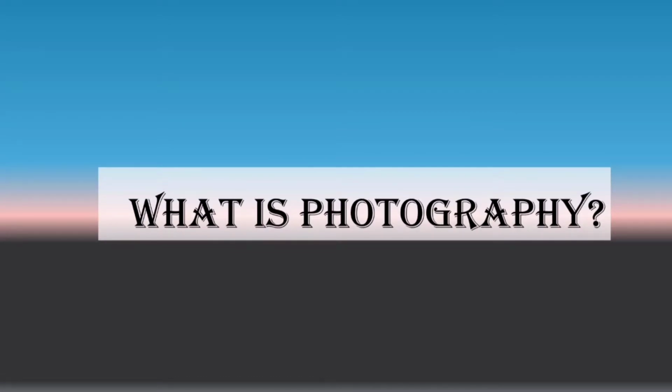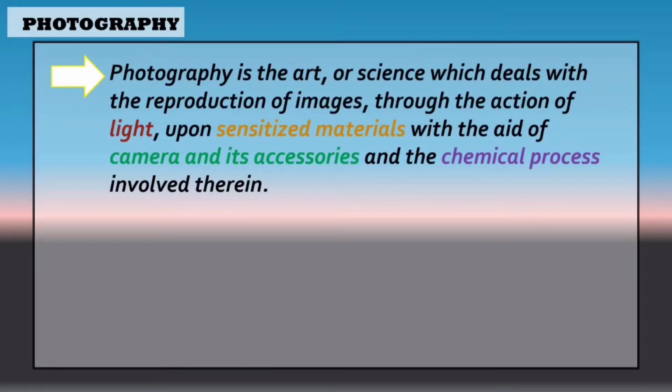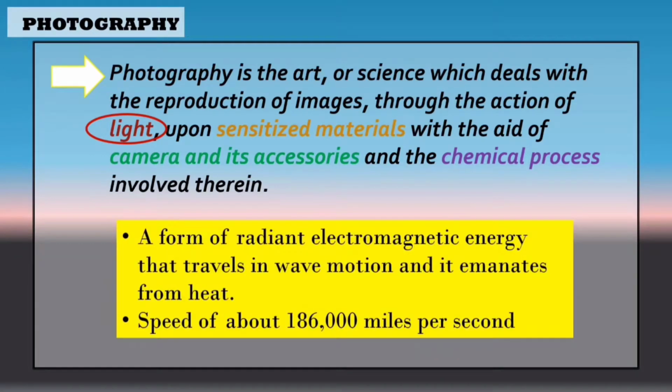What is photography? Photography is the art or science which deals with the reproduction of images through the actions of light upon sensitized materials with the aid of camera and its accessories and the chemical process involved therein. When we say light, it is a form of radiant electromagnetic energy that travels in wave motion and it emanates from heat. The speed is about 186 miles per second.